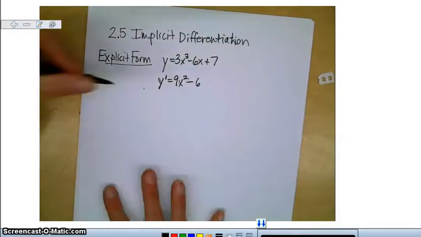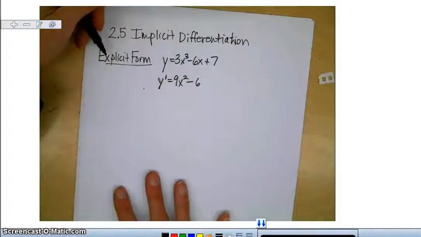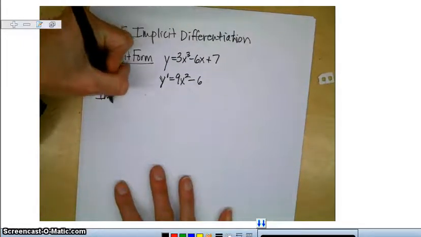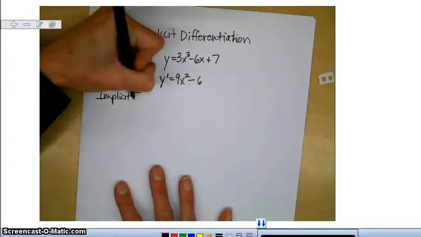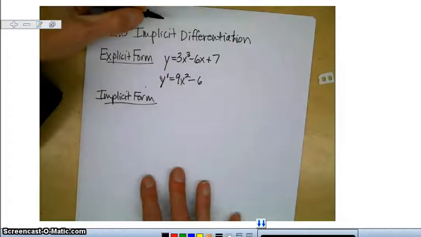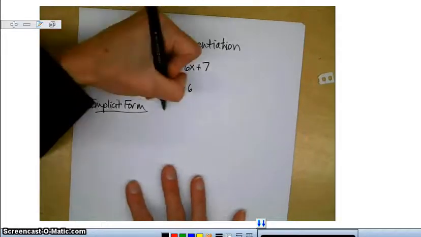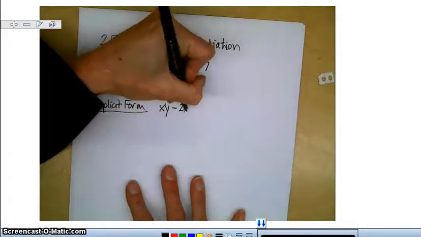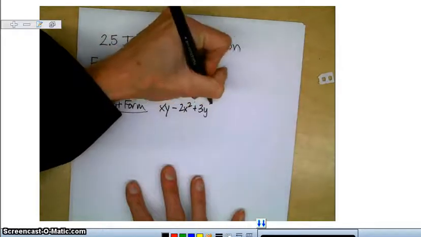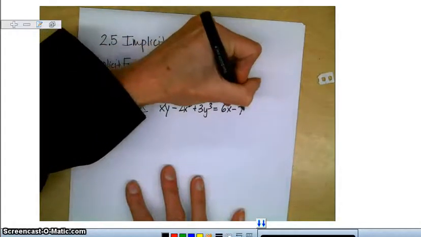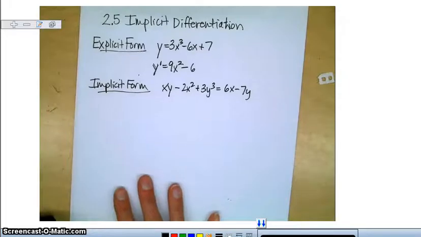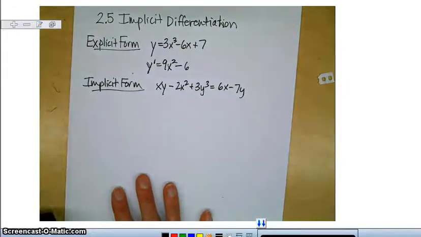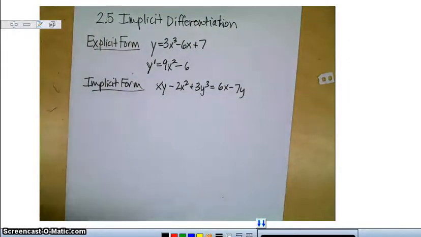Now other equations don't have to be written in explicit form. They can be written in something called implicit form. And implicit form is something that looks a lot messier, like xy minus 2x squared plus 3y cubed equals 6x minus 7y. It's implicit form because the x's and y's are just mixed up. There's x's and y's on both sides of the equation and y's not by itself.